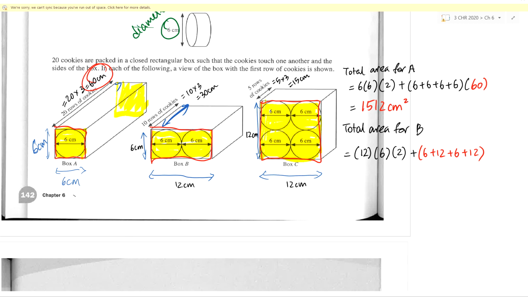Okay, now total area for B. So 2 times the cross-sectional area plus the perimeter, and we multiply by this distance over here, which is 30 cm. Multiply by 30. So calculator again. 1344.